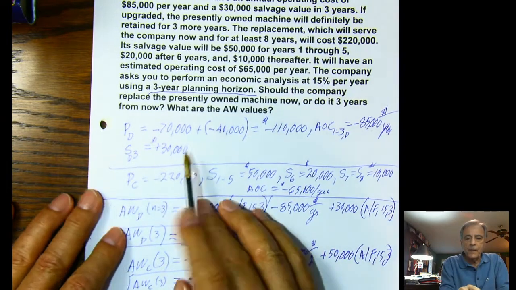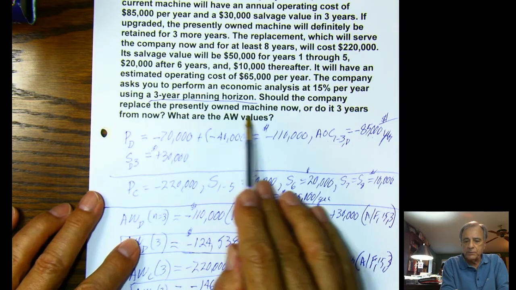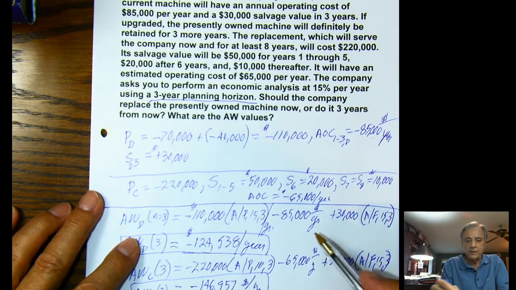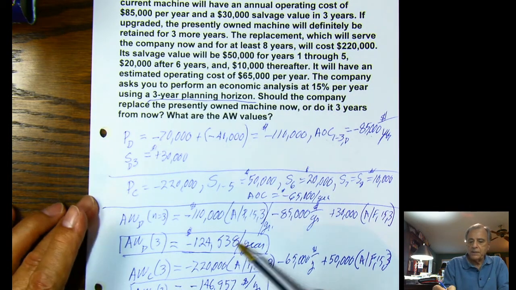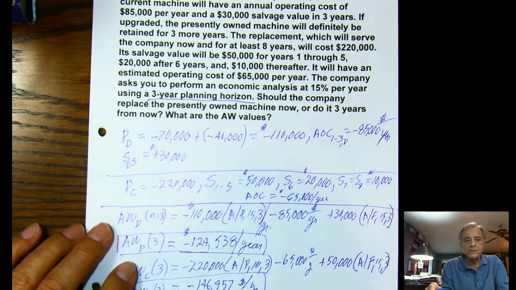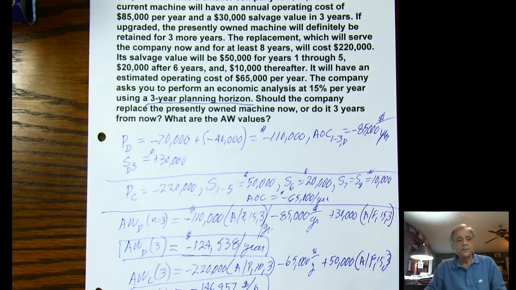Should the company replace the presently owned machine now or in 3 years? Keep it. What are the annual worth values? Minus $124,538 and minus $146,957, and that completes this particular problem, and that completes this particular problem session. So thank you, and good luck with those homework problems.